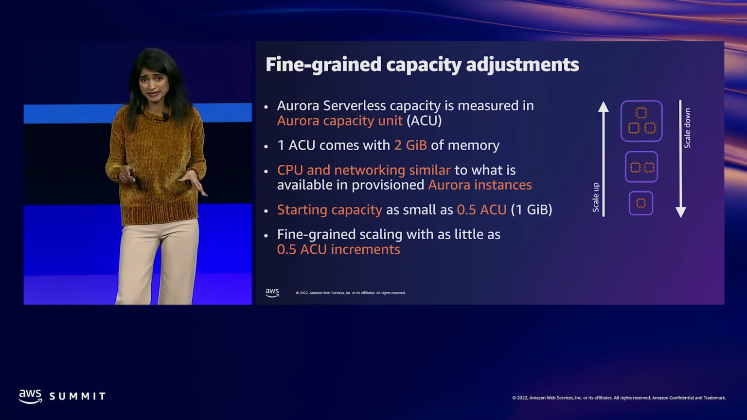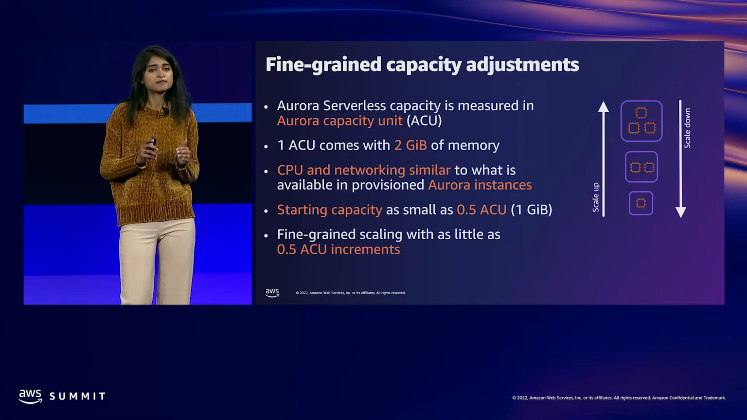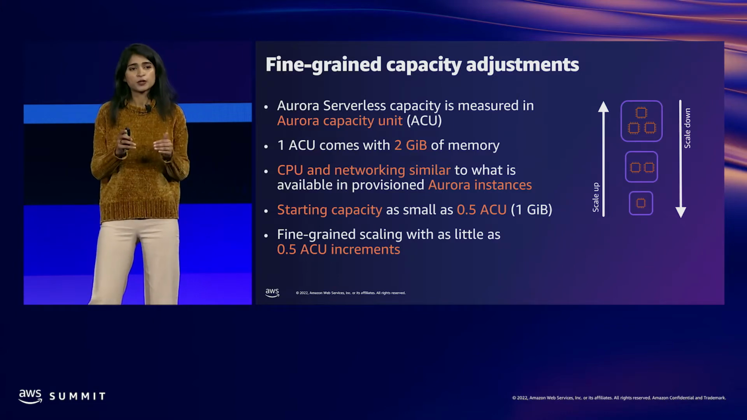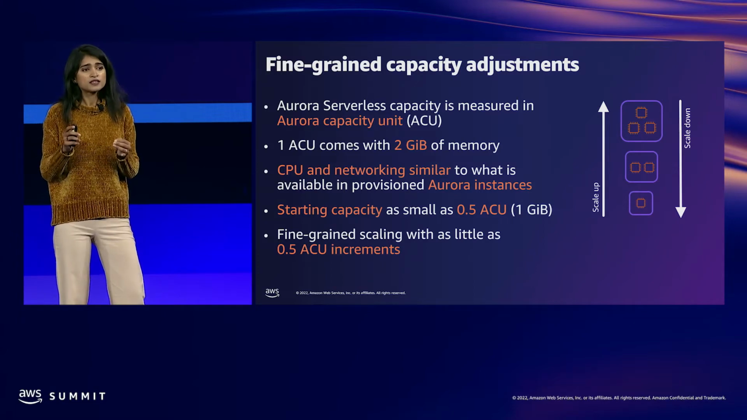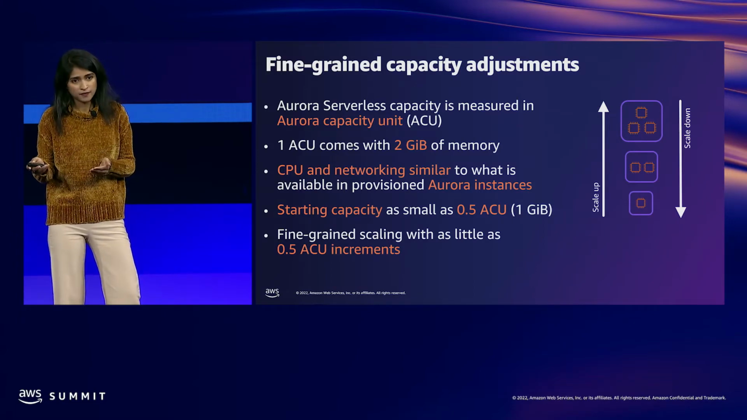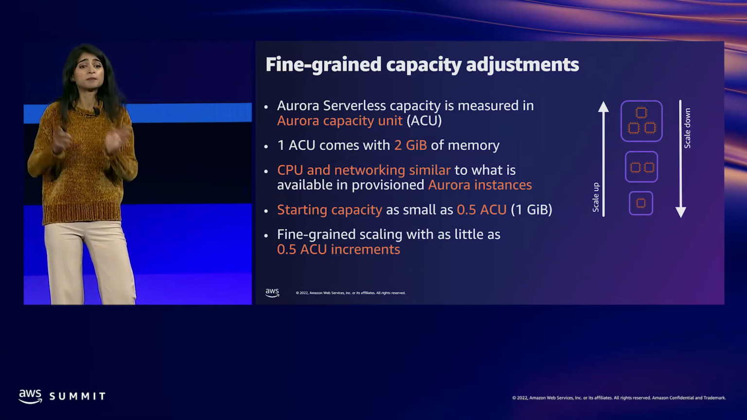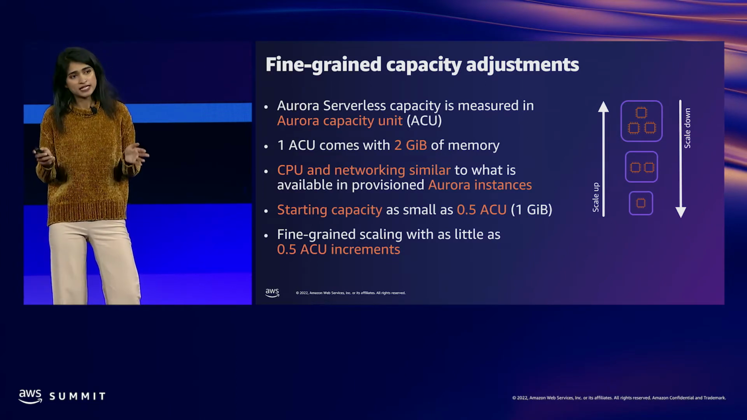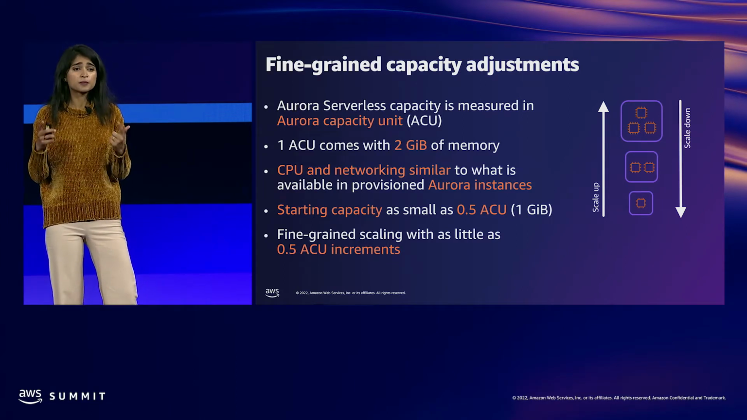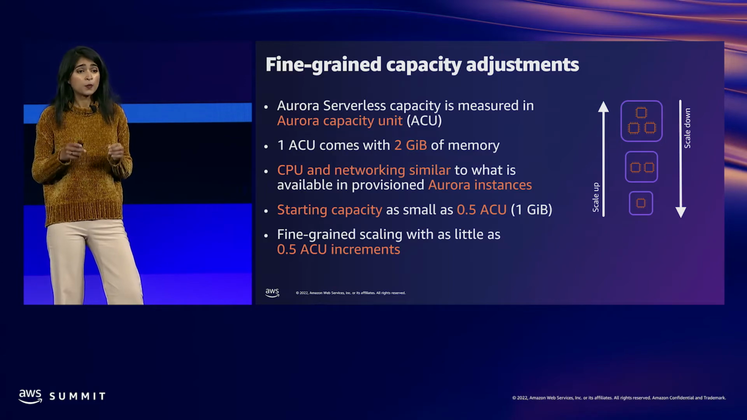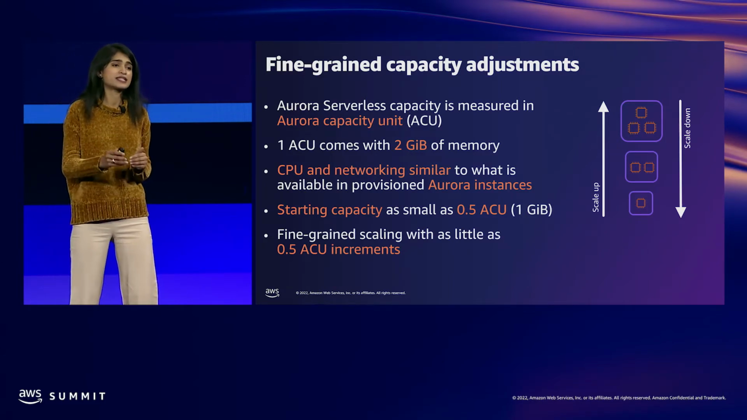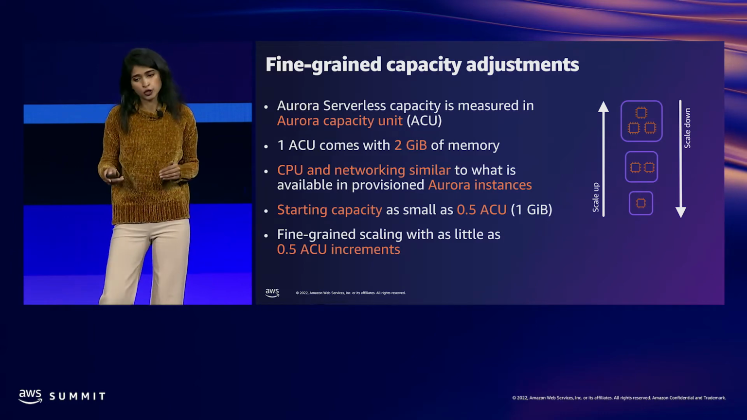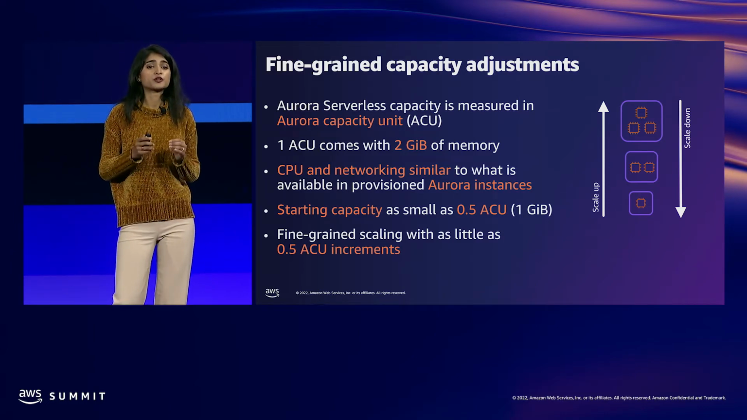So let's walk through an example. Let's say you are at 16 ACUs. At this point, if your workload just needs a little bit more resources, we can go up to 16.5. If it needs more, we'll make a bigger jump. We can go to, let's say, 20 ACUs. The key point here is we want to make sure that the database capacity follows your actual workload as closely as possible. So we want to make sure you're not over-provisioning or wasting resources.